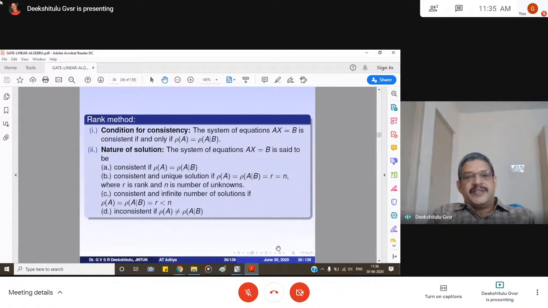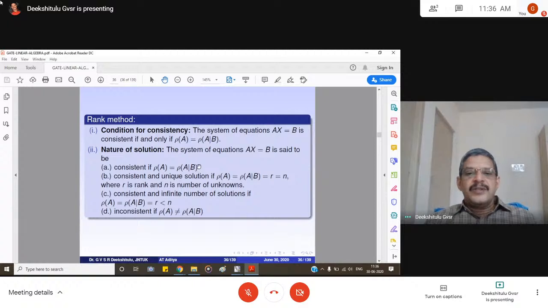Then what is the condition for consistency? How to check whether a system has a solution or not? Here A is there, and we consider another matrix, what we call the augmented matrix. The augmented matrix, A augmented with B, we write like this. That means B is written by the side of A as a column. So if rank of A is equal to rank of A augmented with B, then we say that the system is consistent. If they are different, then the system is inconsistent, the system has no solution.